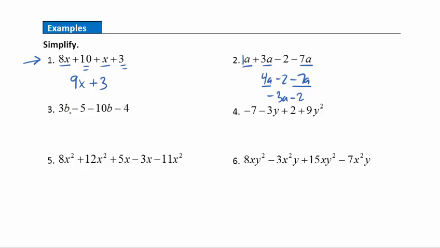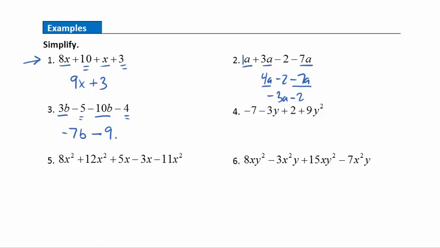All right, example 3. It looks like I have some b terms to combine and some constant terms to combine. If I start with a positive 3b and add negative 10b to it, that'll give me a negative 7b. The constant terms here, a negative 5 plus a negative 4, will give me a negative 9.